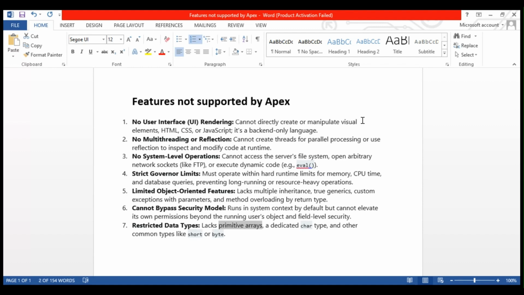Next, we know that Apex is an object-oriented language. However, it lacks many other features of object-oriented programming, like multiple inheritance, true generics, custom exceptions with parameters, and method overloading. So there are a few features of object-oriented programming which are not available in Apex.